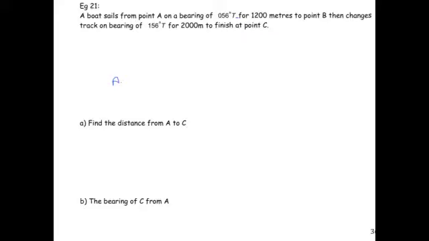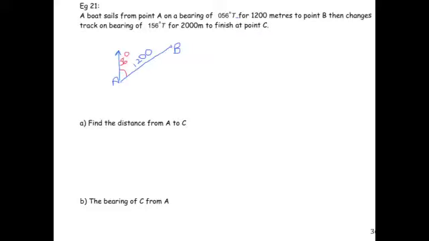So there's A. We go on a bearing of 56 degrees. Remember, drawing the north line, 56 degrees will be up here to point B, and that's 1200 metres. Always label as you go, you find that's a little bit easier. That is 56 degrees.